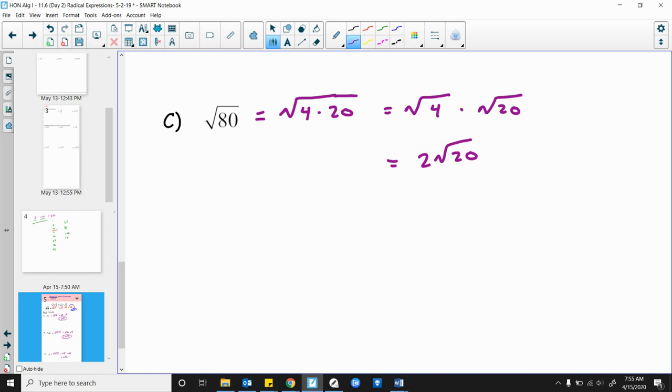Now, I'm not done. The reason that I'm not done yet is 20 is not completely simplified. I can do this same thing with 20 again. So how does that work? Well, we keep our 2. That 2 is going to be in front the whole time, but instead of square root of 20, we're going to break that up to 4 times 5. And then if I break that up again, I'm going to have 2 square root of 4 times square root of 5.